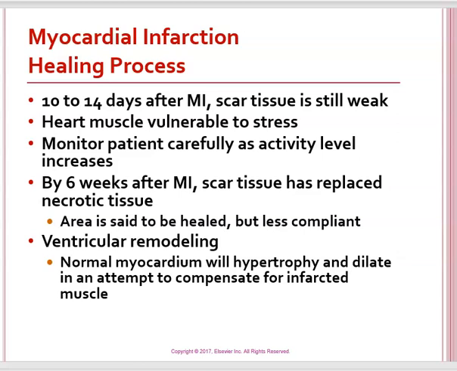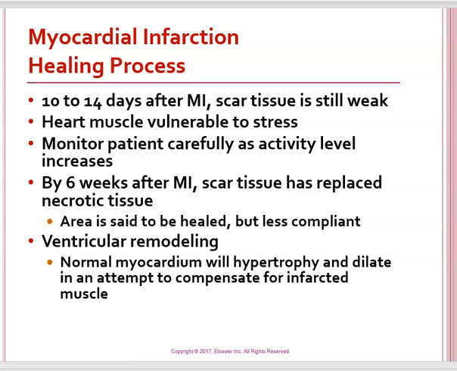With an MI, if it has gone untreated, 10 to 14 days after that, the scar tissue is there. The heart muscle is still at a big, big risk. So, stress. If they get a secondary infection, it's going to make things a whole heck of a lot worse. We do get them up, but we're not going to have them run a marathon. By 6 weeks, that scar tissue is fully formed. There will be no signal going through that scar tissue. It's healed, but because of the scar tissue, it doesn't work well.